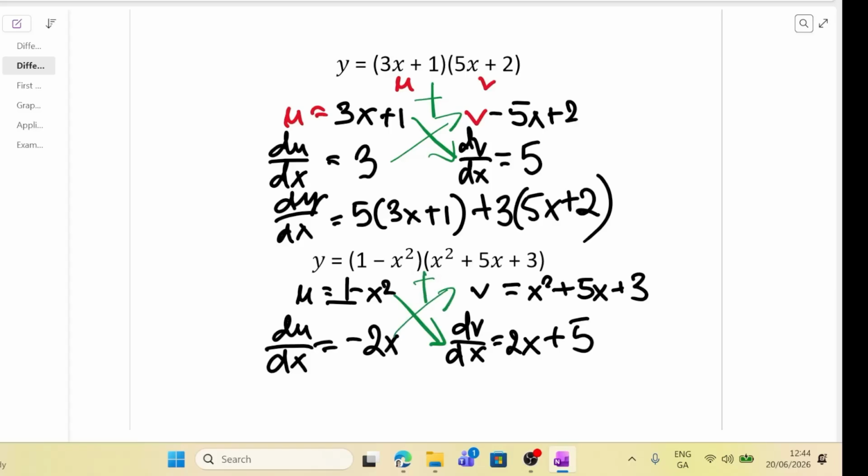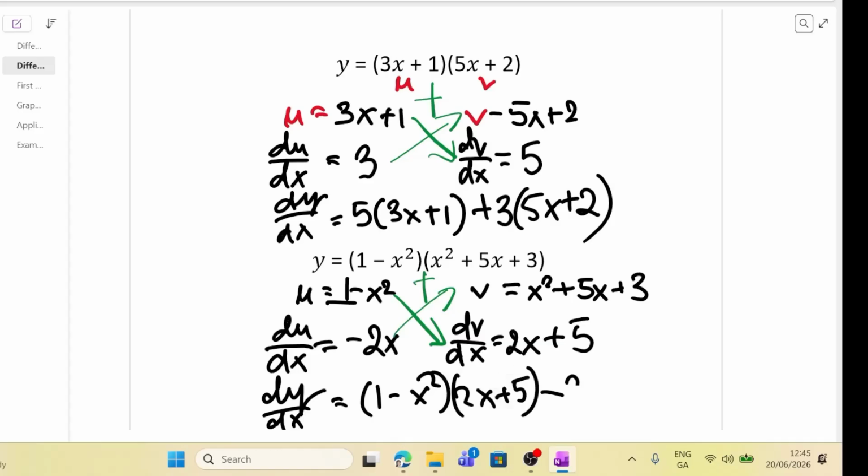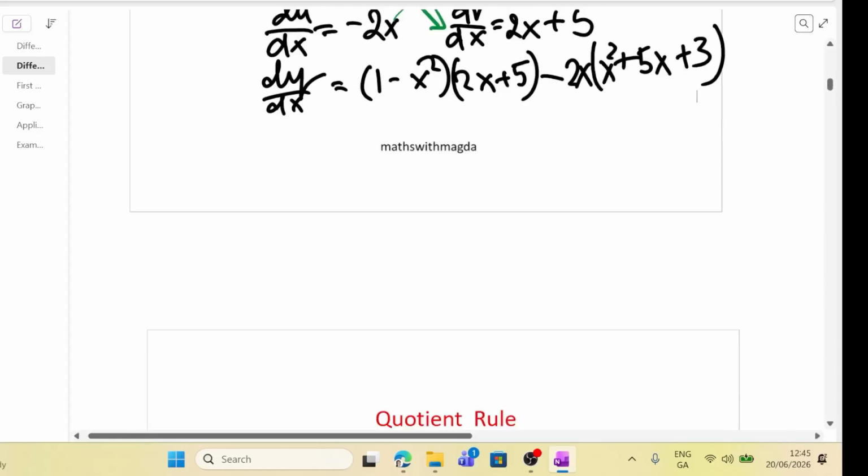So I go back to the derivative of my main function, dy dx, and then what I get is 1 minus x squared by 2x plus 5, and then my other one will be minus, this time minus 2x, bracket x squared plus 5x plus 3. And this is how you get the derivative using the product rule. So now let's move on to another type of function.